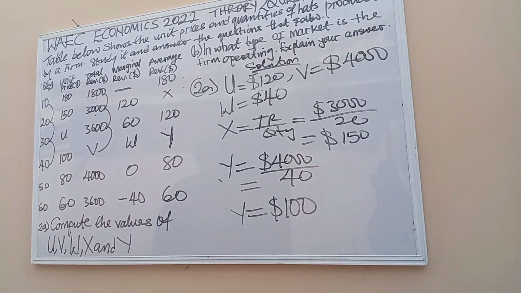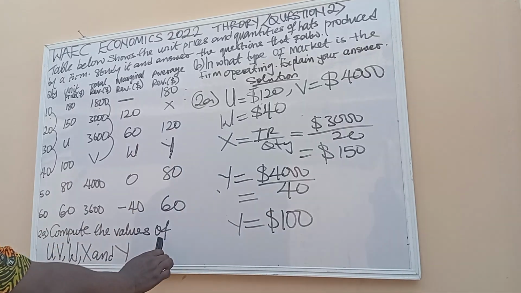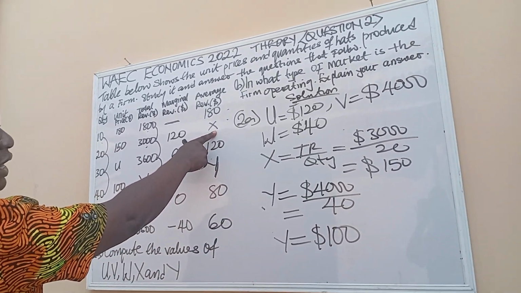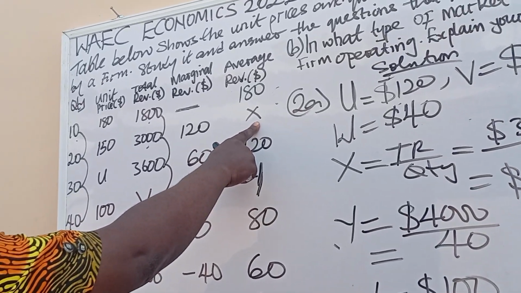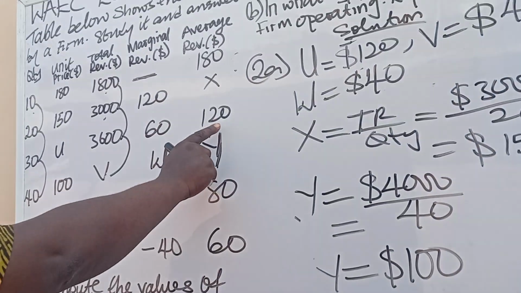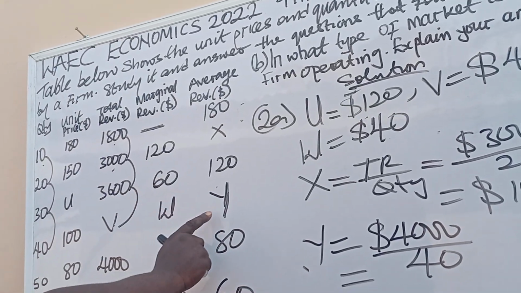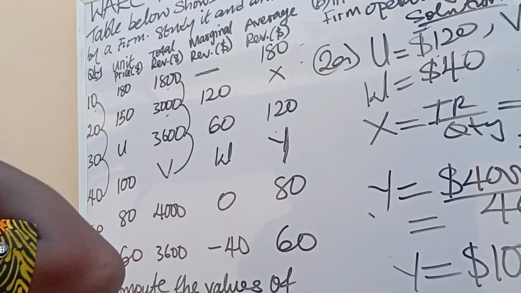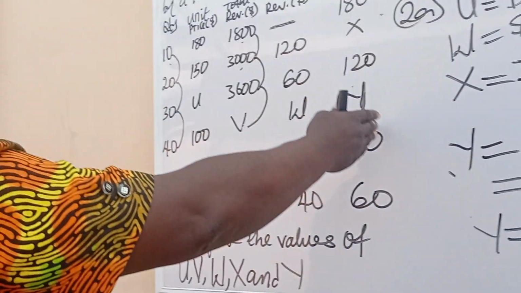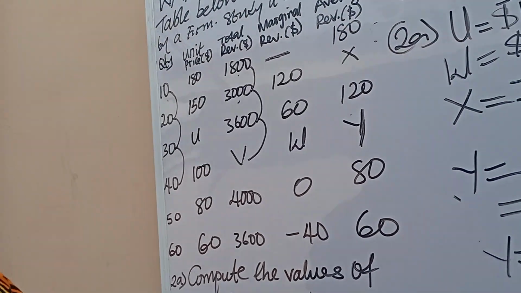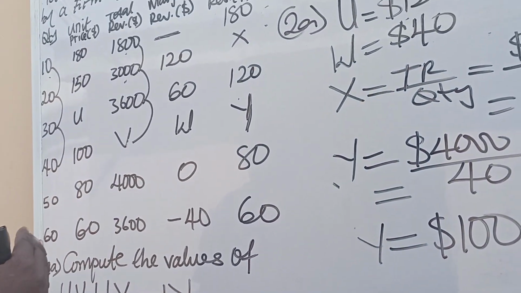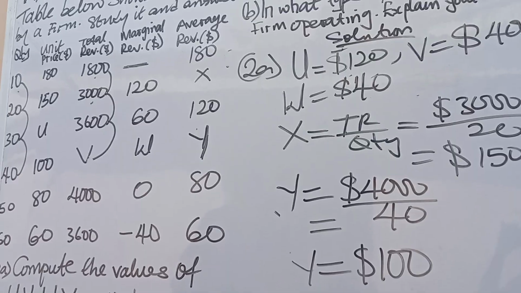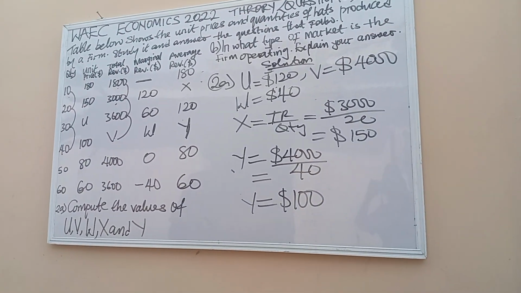Now, what you need to use here is to look at the average revenue and the marginal revenue. X here is 150, and this is 120. This is 120, this is 60. Y is 100, W is 40. So you can see that the average revenue is higher than marginal revenue. So in that case, it shows that the market is what? An imperfect market.